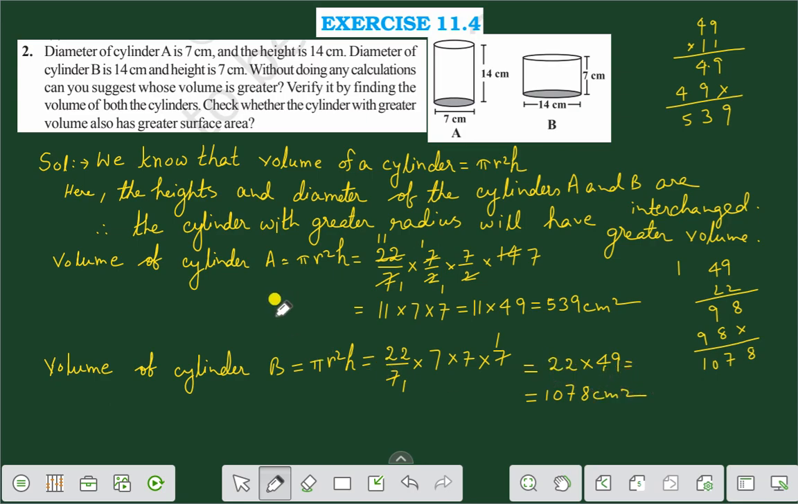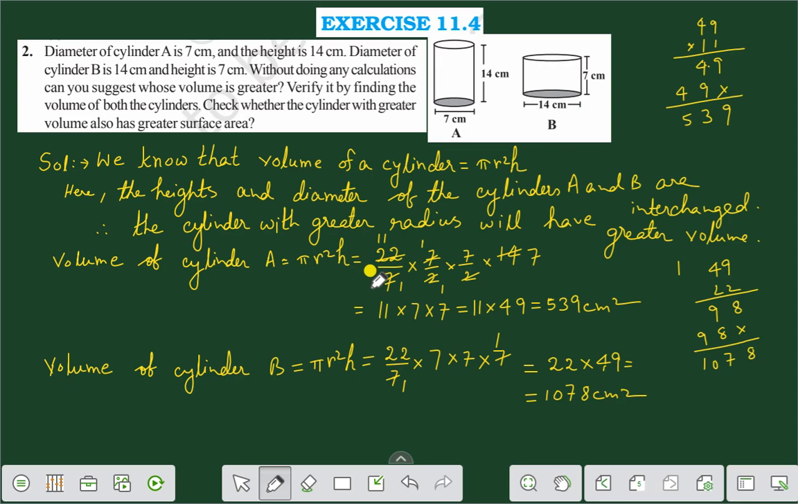By calculation we also find that the volume of cylinder B is greater than the volume of cylinder A, because the radius of cylinder B is greater than the radius of cylinder A, and we have found out that the cylinder with greater radius will have greater volume, right? The volume of the cylinder B is greater than the volume of cylinder A, right?